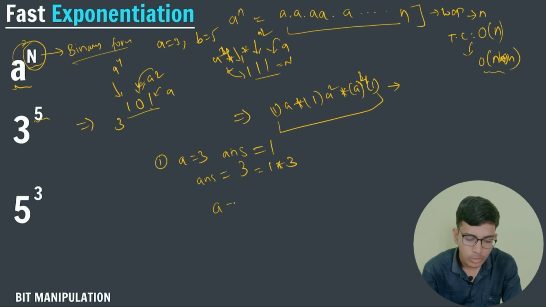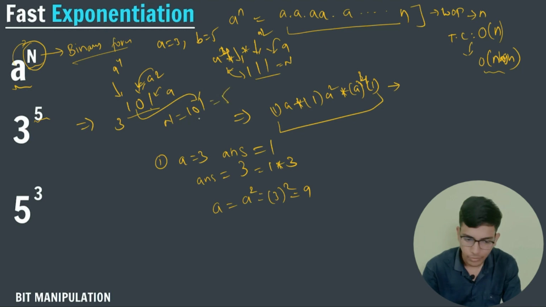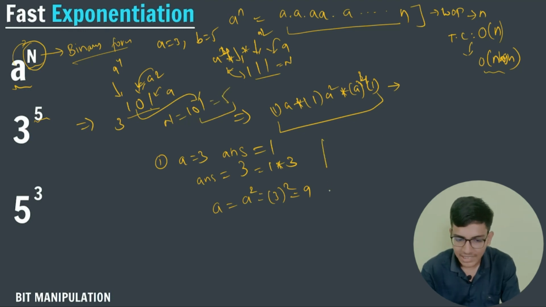After that, I am going to change the value of a. a equals to a square, that is 3 square. Here n equals to 101 in binary form, where n is equal to 5. That is this value. Now in the second iteration, a is equals to 9 and answer is equals to 3.